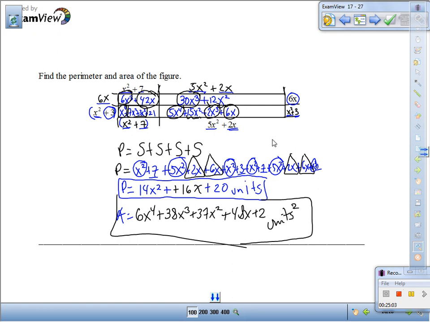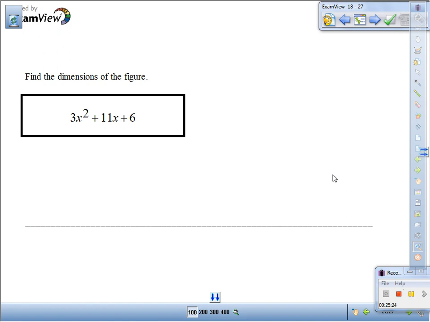No, right now it's just trying to see if you understand the computation of the whole thing. Okay, let's go to number 18. Woo, that was fun, huh?